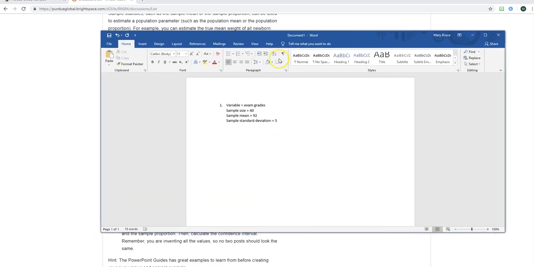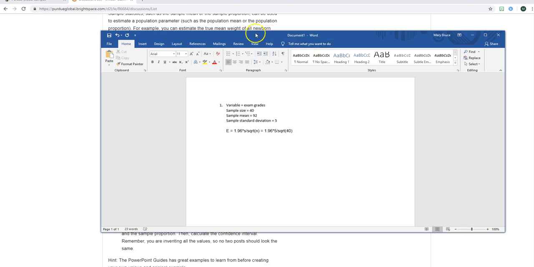So bring this back. Here's the formula, and I'm going to show you by hand what we would substitute into the formula. So we would have 1.96 times the S, which is the sample standard deviation, and I've chosen 5 for that. So times 5, and then divided by the square root of the sample size. Well, notice my sample size I chose was 40.